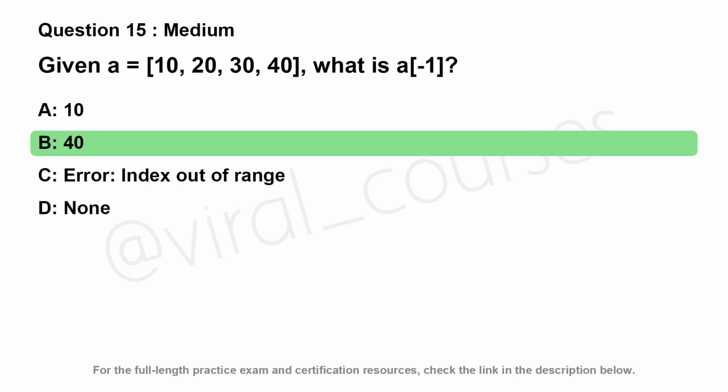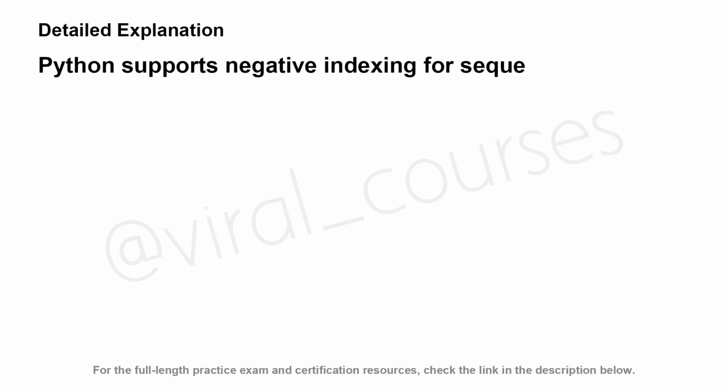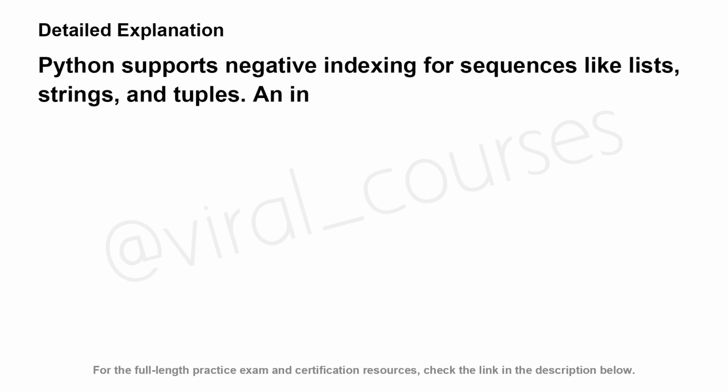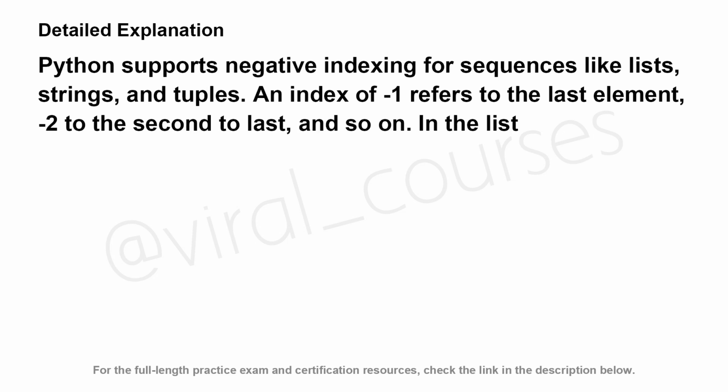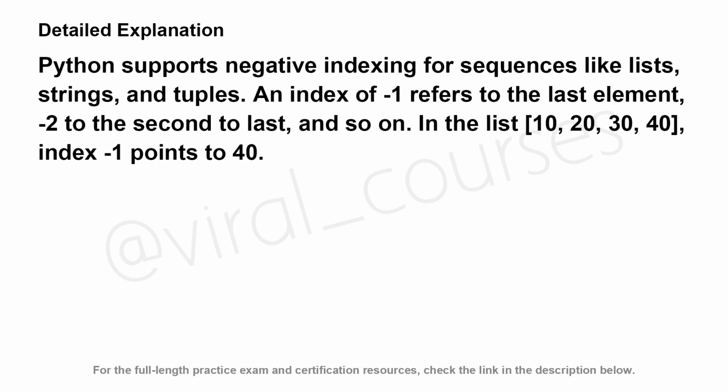The correct answer is B. Python supports negative indexing for sequences like lists, strings, and tuples. An index of -1 refers to the last element, -2 to the second to last, and so on. In the list [10, 20, 30, 40], index -1 points to 40.